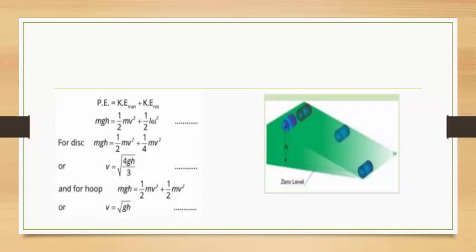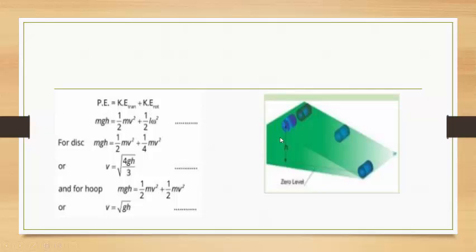Now we consider an example in which we have placed a disk and hoop at the top of an inclined plane. When we release this disk and hoop, they start moving downward. The potential energy at the top of the inclined plane is converted into kinetic energy. Using this relation, we will find which of these two will be moving faster when they reach the bottom of the inclined plane. So we know the potential energy stored here will be changed into kinetic energy. So we can write potential energy is equal to kinetic energy translational plus kinetic energy rotational.